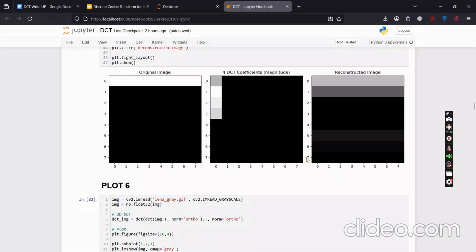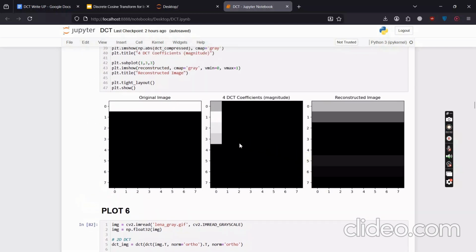The concept of image compression is to use only a portion of the DCT coefficients. Here we are using only the first 4 coefficients. When we reconstruct the image using only 4 DCT coefficients, we do a pretty good job of reconstructing the edge. And since we are using only 4 DCT coefficients instead of 64, we have a compression factor of 16.